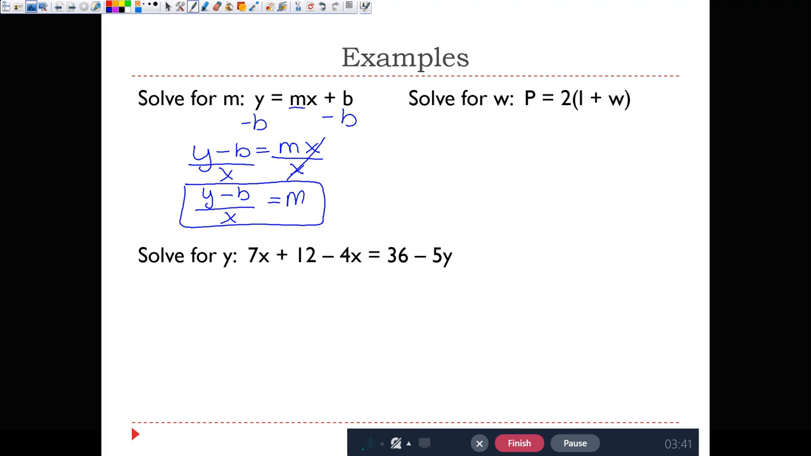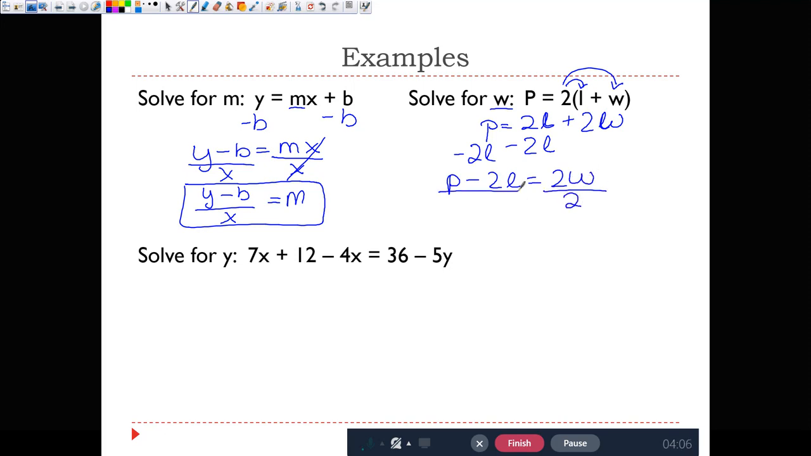So our first step is to distribute. I'm solving for w, so I'm going to multiply 2 times L and 2 times w. So my P is going to equal 2L plus 2w. Then I'm going to subtract 2L from both sides. So I'm going to have P minus 2L equals 2w. Then I'm going to divide by 2. So I have an expression on top and a number on bottom, so I'm going to split my number apart. So I'm going to have 1/2 P minus 2 divided by 2 is 1, so 1L, or just L, equals w.